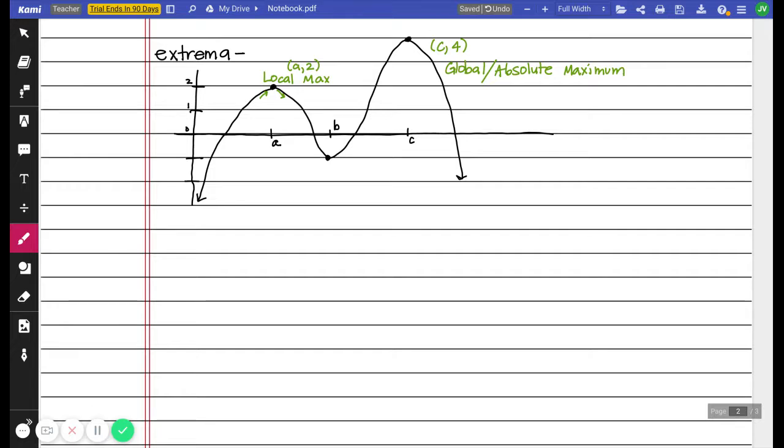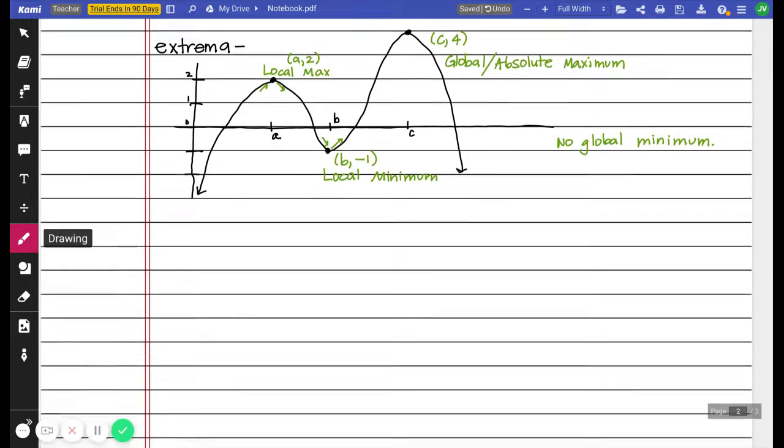Okay? As far as minimums go, when we go all the way down, turn and come back up, this graph has a local minimum at (B, -1). It does not have a global minimum because of the fact that those arrows are going down forever. So those are our extrema: local maxes, absolute maximum, local minimum, absolute minimum, or global. Those words kind of are interchangeable.